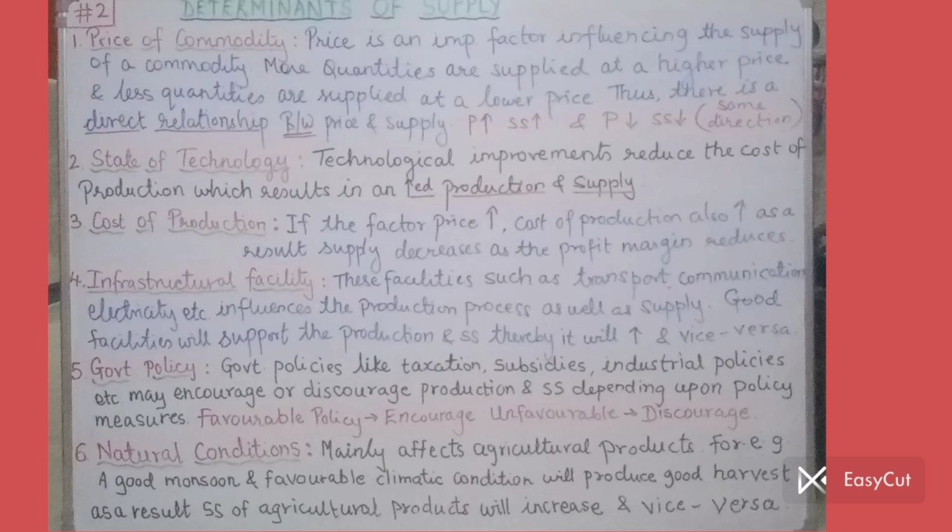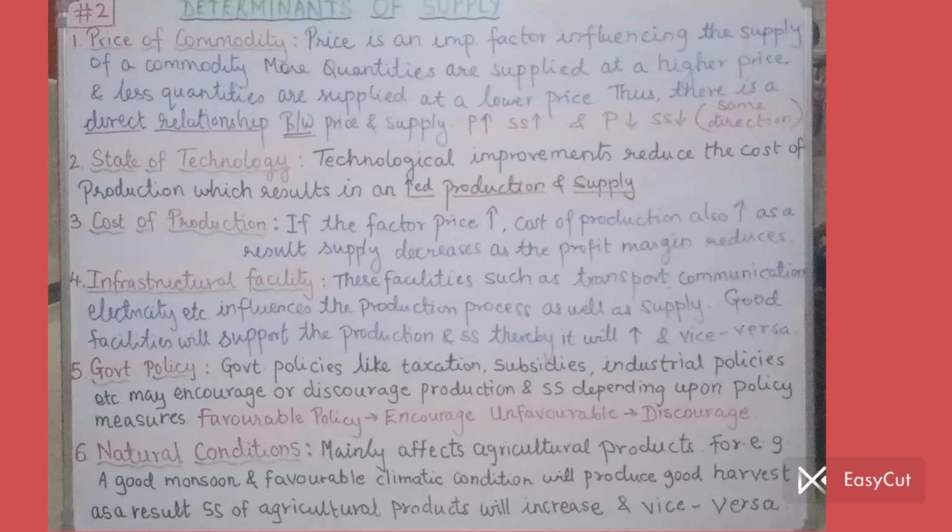If these facilities are not well developed, if the roads are not well connected, no good communication network, no good electricity, then in that case production will suffer, and if the production suffers, supply will be less. This is how the infrastructural facilities influence the supply of a commodity.